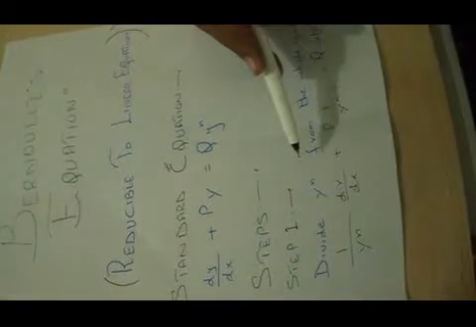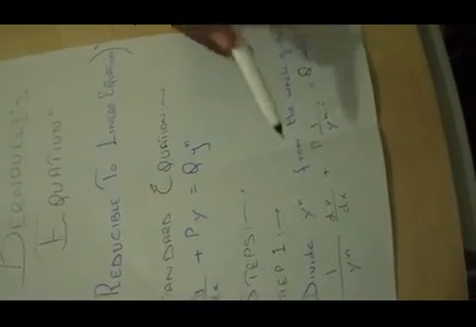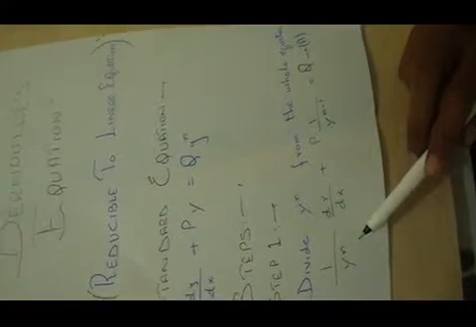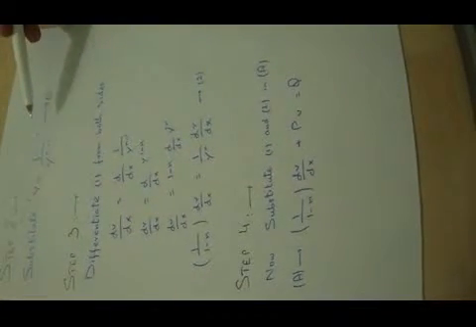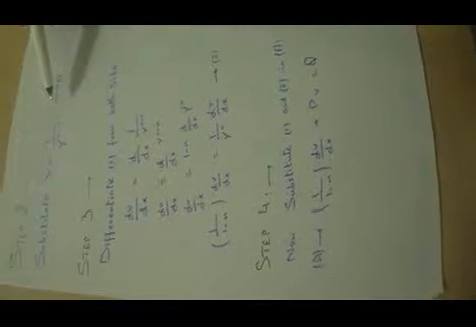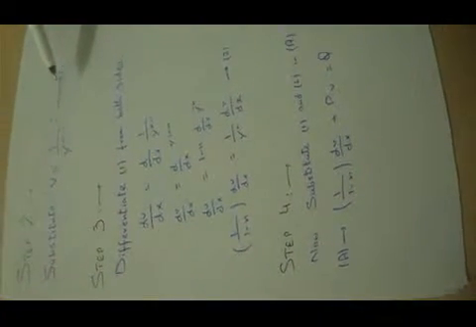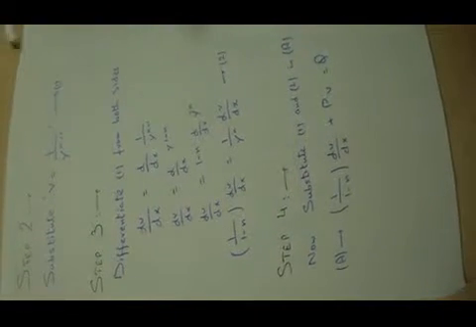Step 1 is to divide the whole equation by y^n. After dividing both sides by y^n, our equation is (1/y^n) dy/dx + P (1/y^(n-1)) = Q, and we call this equation A. Step 2 is to substitute v = 1/y^(n-1), and we call it equation 1.